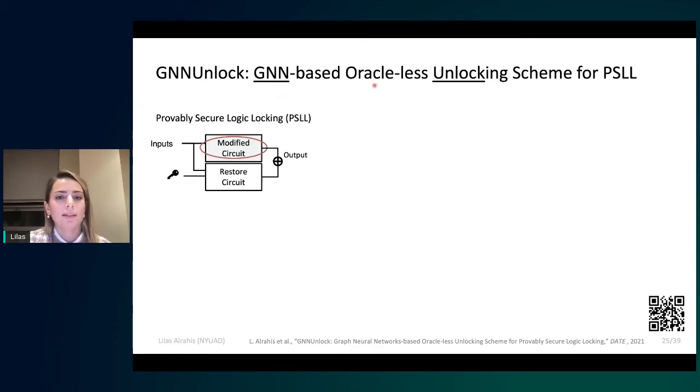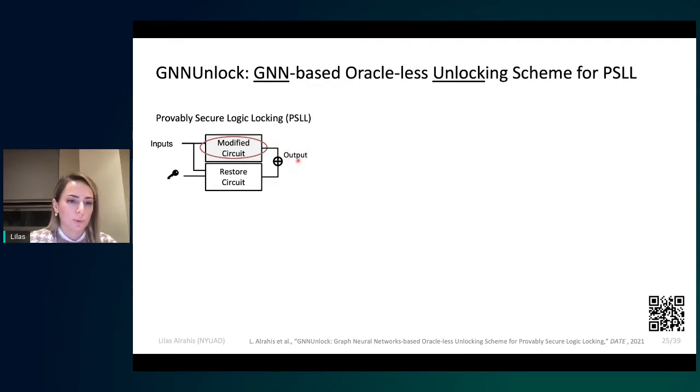This is a GNN-based Oracle-less attack on logic locking, specifically a type of logic locking that is called provably secure logic locking. Like I have mentioned earlier, logic locking can be implemented in several ways, and one way is this PCLL. The way this is implemented, we will take the original circuit, we will inject some built-in errors into the circuit to generate this modified circuit, and we will also add a restore circuitry. This restore circuitry will take the secret key as an input, and then it will check.